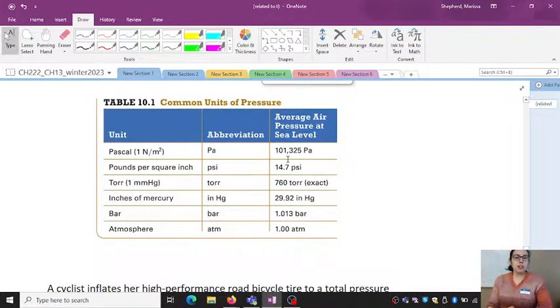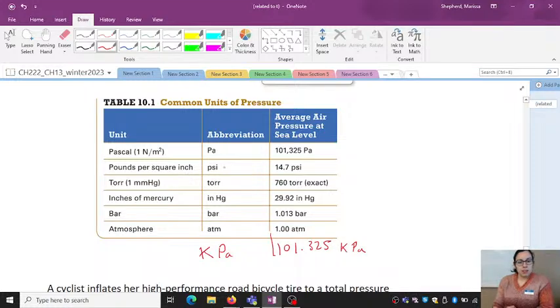And so other units that you might see are pascals or kilopascals. So I don't have kilopascals. So kilopascals is just 1,000 pascals. So that would be equal to 101.325 for 1 ATM.